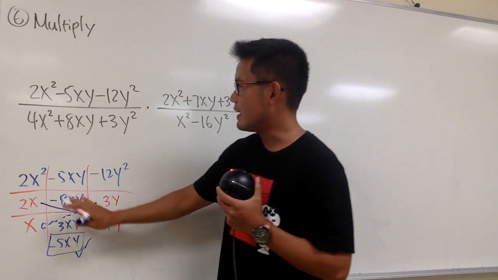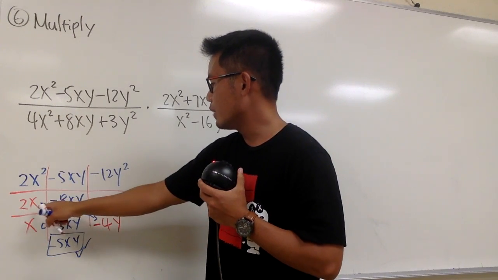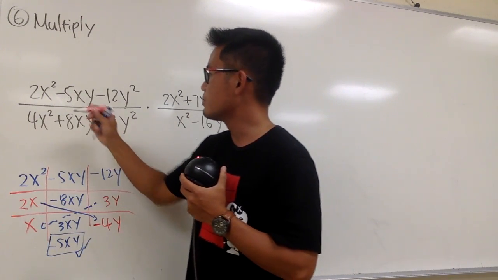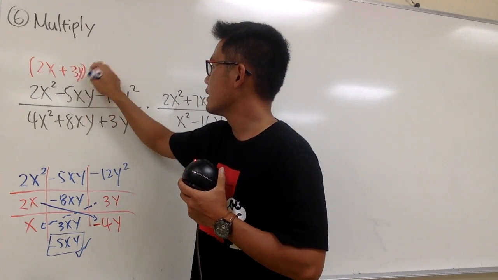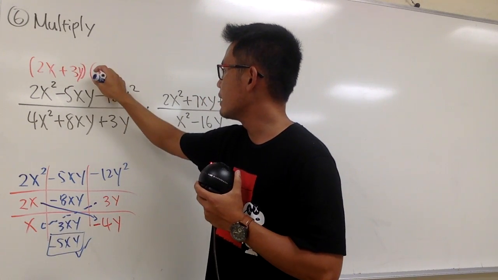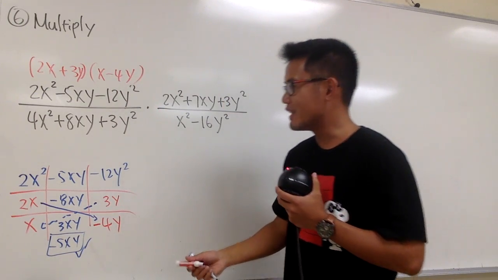And now I will just put on the factoring on top. So for the first one, we will have 2x plus 3y, let me just put this down right here, times x minus 4y. Just like this. And now we do the same for this one.